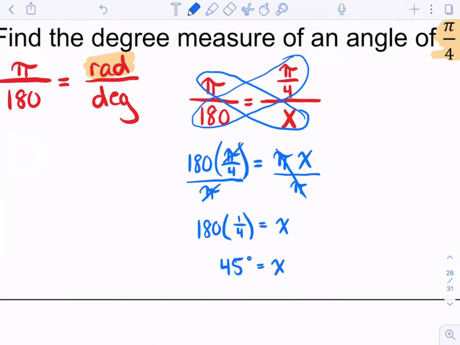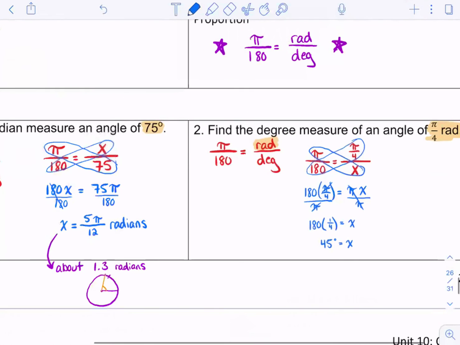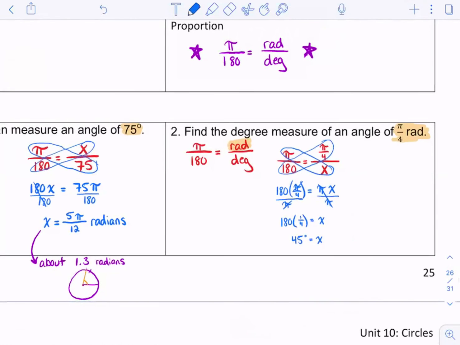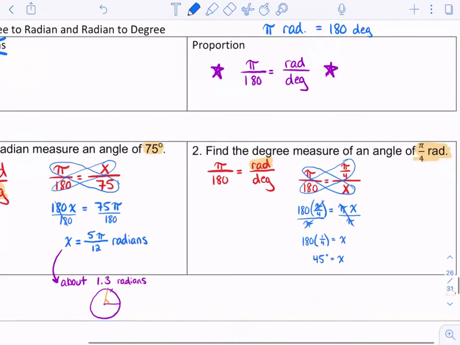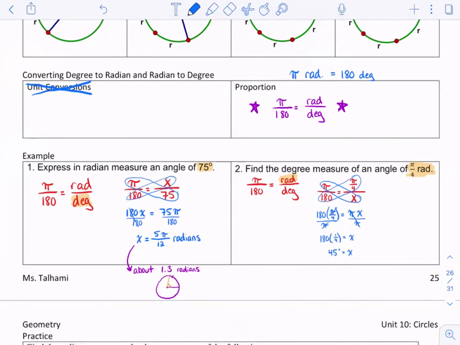I actually just multiplied it in my calculator, Mrs. Talhami, by 0.25. I know that 1/4 is 0.25. Yeah, you could do that as well. And there you have it. That's how you convert from degree to radian and radian to degree.